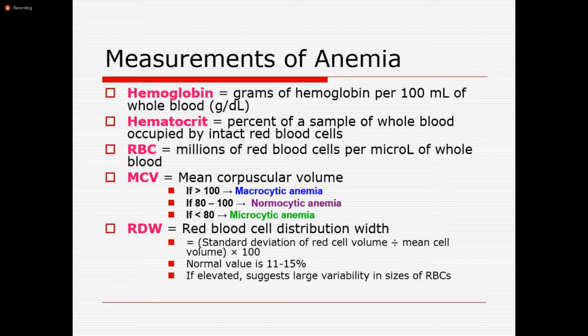RBC distribution width is the standard deviation of the red blood cell volume divided by mean cell volume times 100. The normal value is 11 to 15. If elevated, it suggests large variability in the size of RBCs. That is, some cells may be of normal size, some may be microcytes, others may be macrocytes. So this is a relative variation in size.